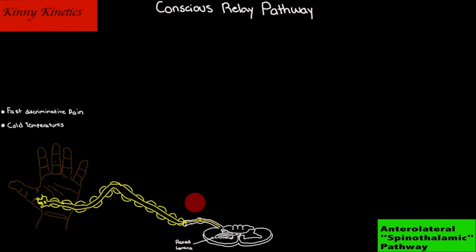Within the spinal cord in the gray matter, you have 10 different Rexed laminae. Each of the 10 layers of Rexed laminae in the gray matter of the spinal cord are responsible for receiving and transmitting different information. Rexed lamina 1 is responsible for receiving and transmitting noxious stimuli.